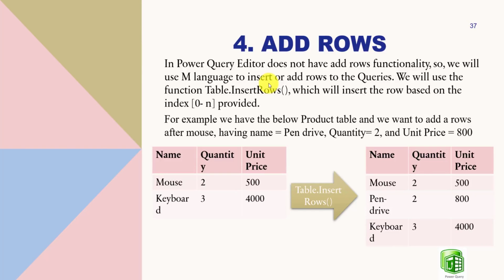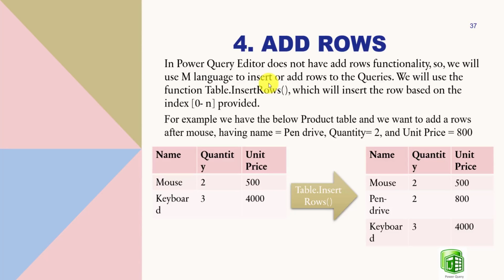We will use the function called Table.InsertRows. This will insert the row based on the index provided. For example, you can see on the screen name, quantity, unit price, but I want to insert the pen drive product in the first position, where the index starts from 0 to n. So you can say I want to insert in the first index, and you can see the result on the right side of your screen.